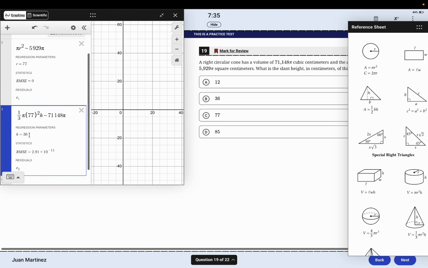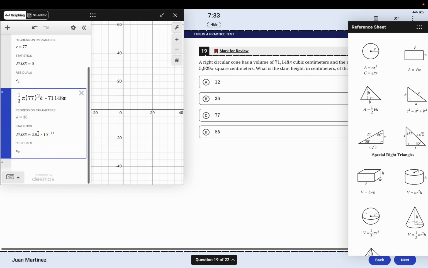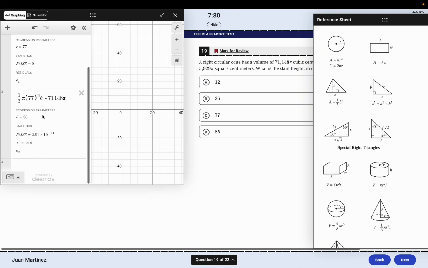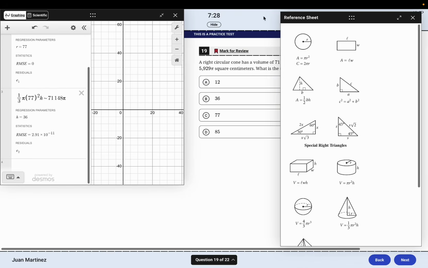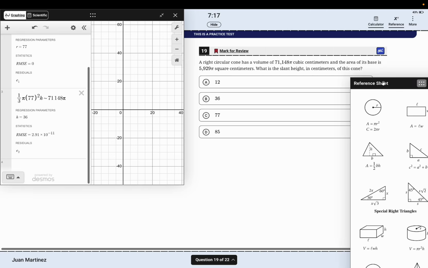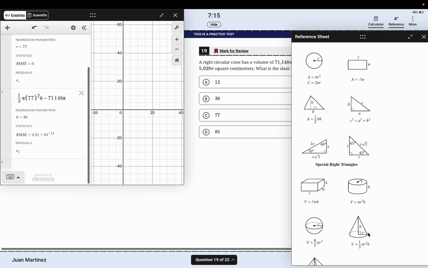And so now we have our r and we have our h, right? But it wants the slant height. You might think it's 36. It's not 36. What we're finding with 36 is the actual height of the cone. But it wants the slant height. The slant height is this little area right here. It's basically the Pythagorean theorem, right? Our r and our h are the two legs, and it wants the hypotenuse of that.